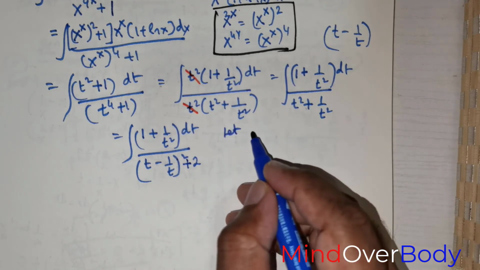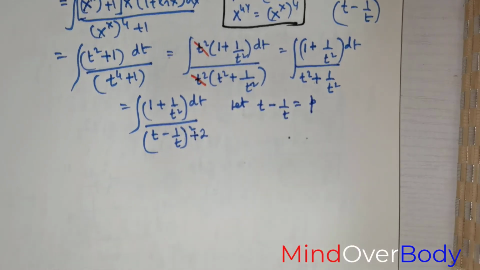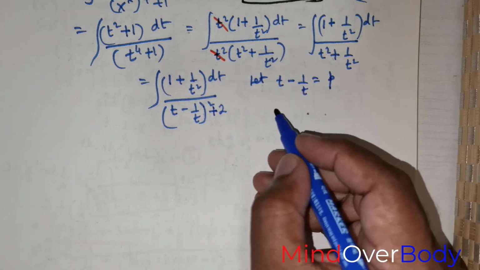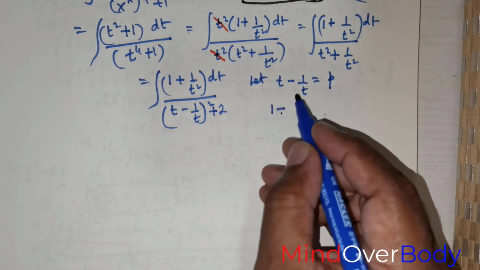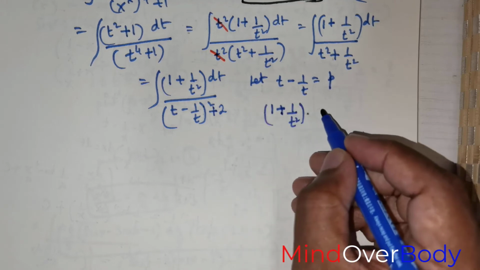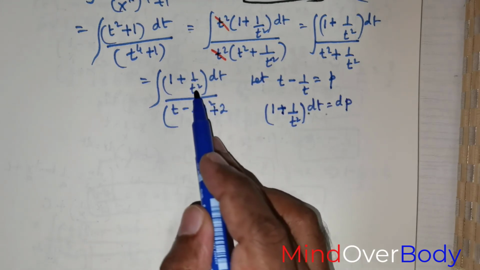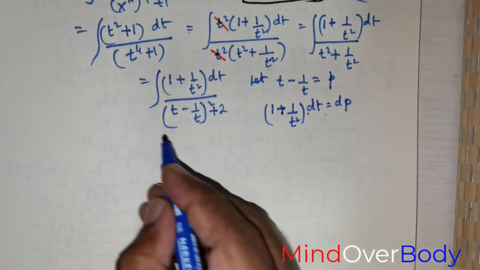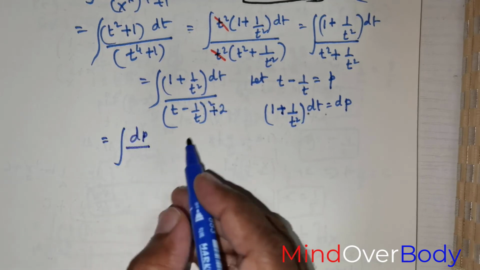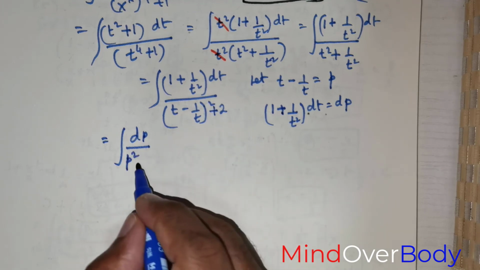So now what I'm going to do, I'm going to make the substitution. I'm going to state here, let t negative 1 over t be equal to some p. So that would mean I can differentiate the left hand side, which would give me negative of negative. That's going to be positive 1 over t squared times dt is equal to dp. So clearly in place of 1 positive 1 over t squared times dt, I can replace dp. So this is equal to integral dp divided by, in place of t negative 1 over t, that's going to be p raised to the power of 2 positive 2.